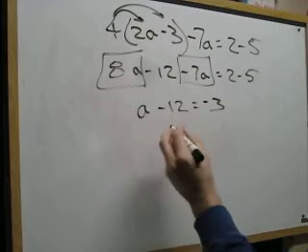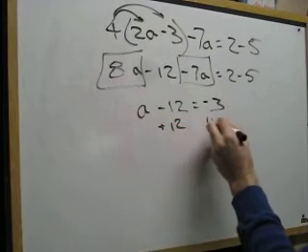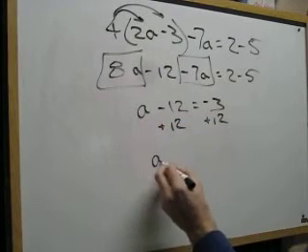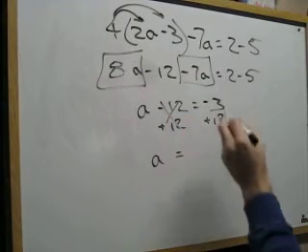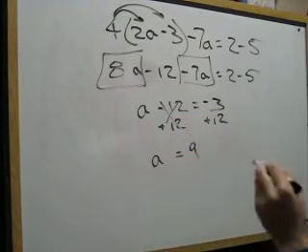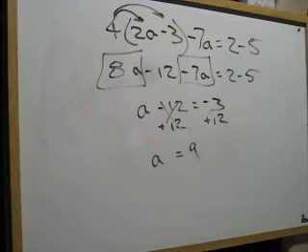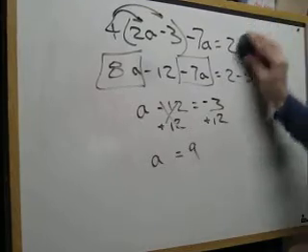So in order to get rid of this negative 12, I add 12 to this side, I add 12 to this side, which gives me a equals, because those disappear, negative 3 plus 12 equals 9. And that's it. So let's just go ahead and do a few problems.